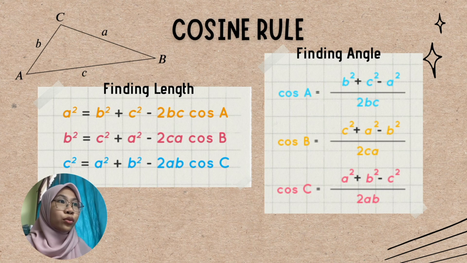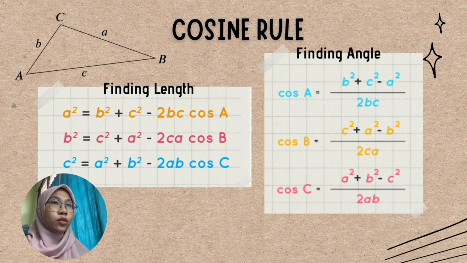The formula for the cosine rule to find length is a square equals b square plus c square minus 2bc cos A. For finding angle, cos A is equal to b square plus c square minus a square over 2bc.